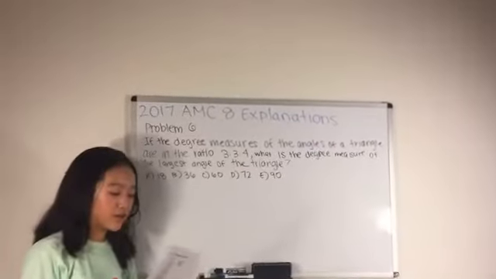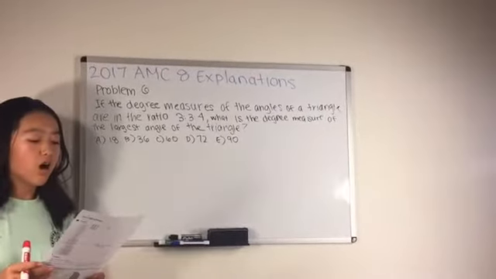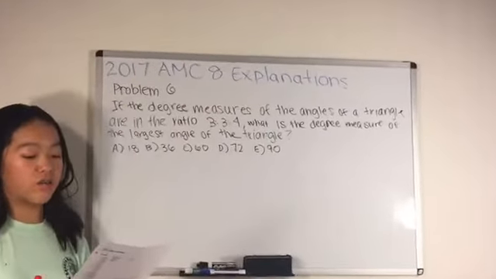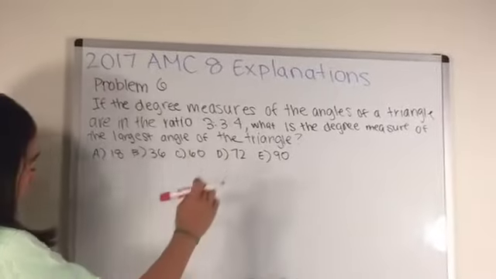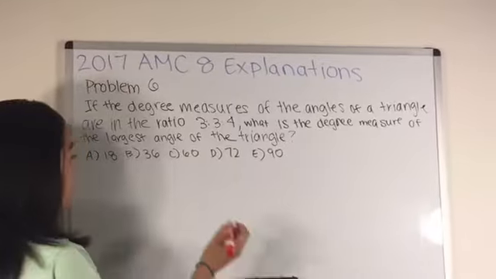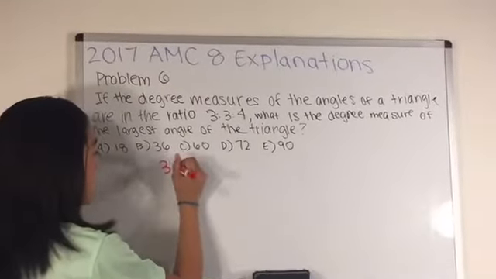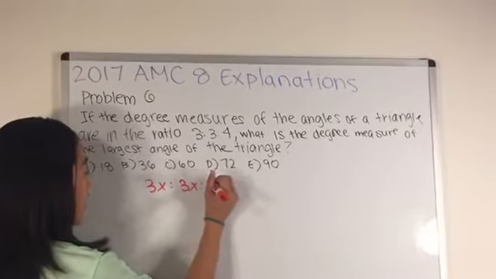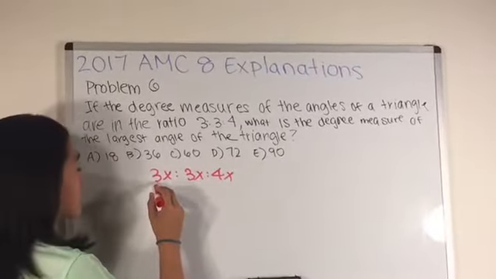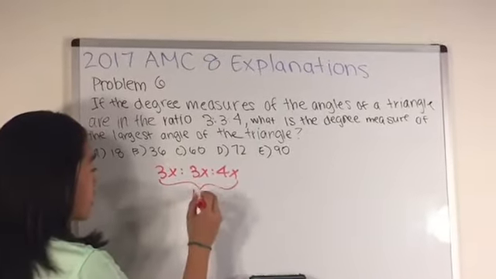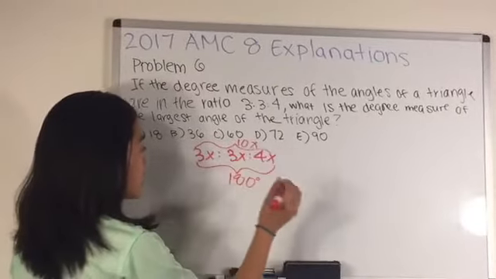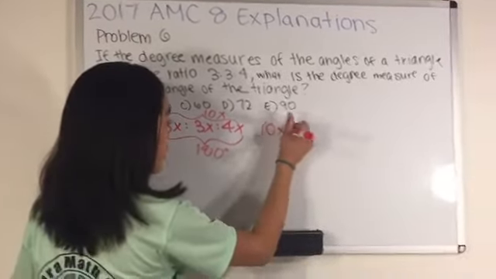Problem 6 says, if the degree measures of the angles of a triangle are in the ratio 3 to 3 to 4, what is the degree measure of the largest angle of the triangle? So, as seen as a ratio, we can see that 3 plus 3 plus 4 does not add up to 180 degrees, which means that it's technically the ratio of 3x to 3x to 4x. Now, these, 3x, 3x, and 4x are supposed to add up to 180 degrees. And if you add them up, it makes 10x, which means 10x is supposed to equal 180 degrees.